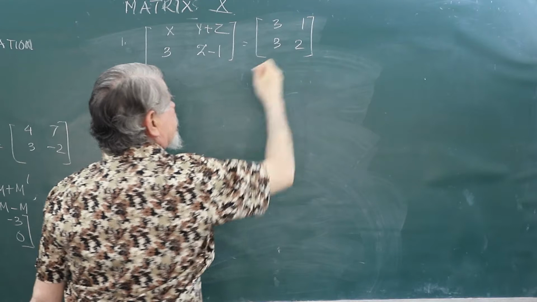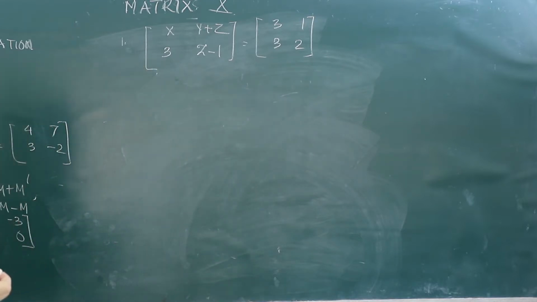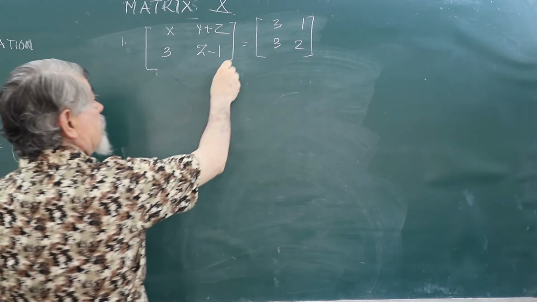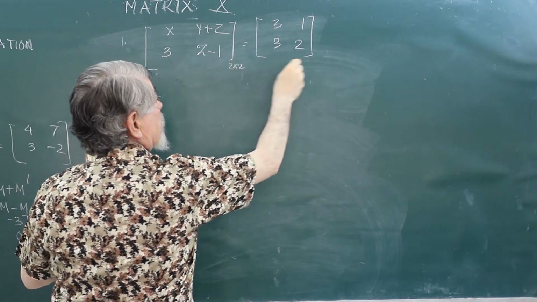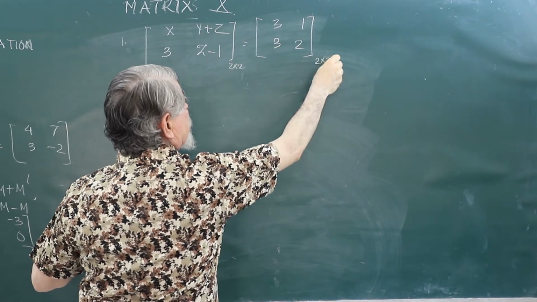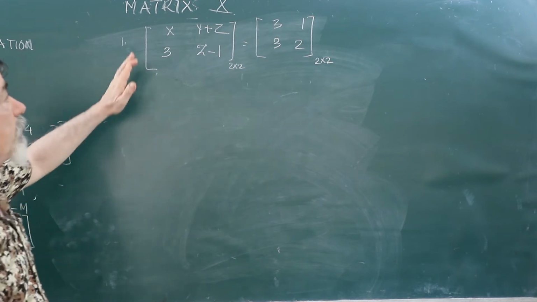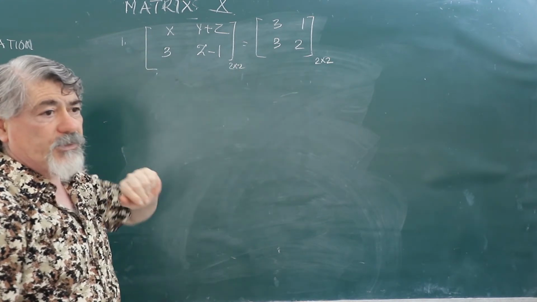We told you that if two matrices are equal to each other, they will be equal only if their corresponding elements are equal. They have to be of the same order. Number one, they have to be of the same order. The order is 2 into 2 here. The order is 2 into 2 here. So these two matrices are of the same order, so they can be equal to each other.